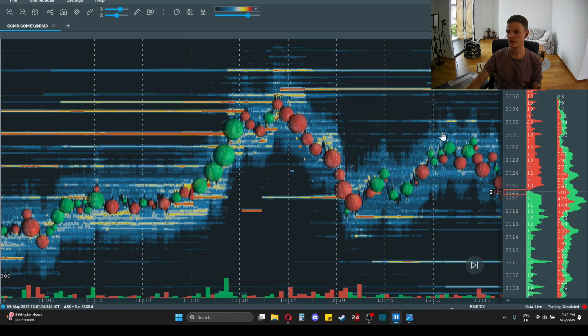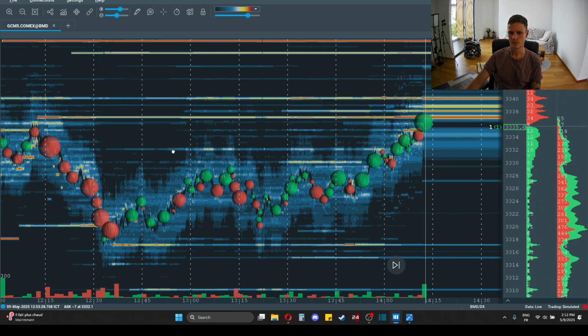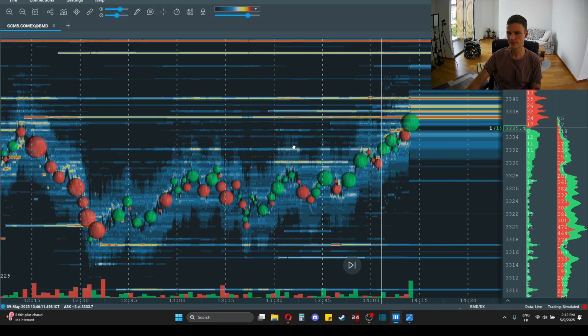You can enter here at 30.32, stop loss at 30.37, let's say, and take profit if you're greedy, you know. But you can take profit at 33.24. I mean, that's a very good trade, right? And then you see these shorts being absorbed here, some buyers entering, and boom, we're back to the uptrend.